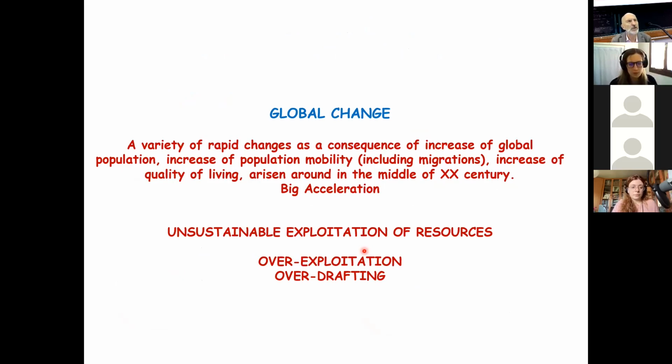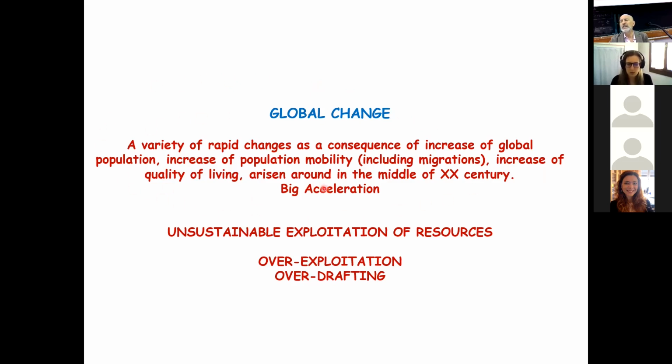But consider also another important issue: we must not consider only climate change, but we have also to consider global change. Global change is a more global process that is related to rapid changes of the development of human lives on the planet, as a consequence of the increase of global population, the increase of population mobility, not only economic mobility, but also migrations due to climate change, due to the war, due to conflicts, to the increase of the quality of living, and so the increase of the needs of the population.